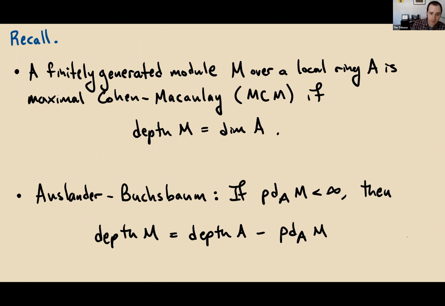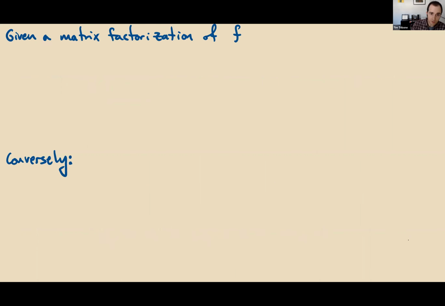And then the Auslander-Buchsbaum formula tells us that if we have a module of finite projective dimension, then you can compute the depth nicely in this way. When we combine all this together, the point is that if you have a matrix factorization of F, call it phi, psi, then we can compute that the depth of the R module associated to this matrix factorization is equal to the dimension of the ring S minus the projective dimension of the module.